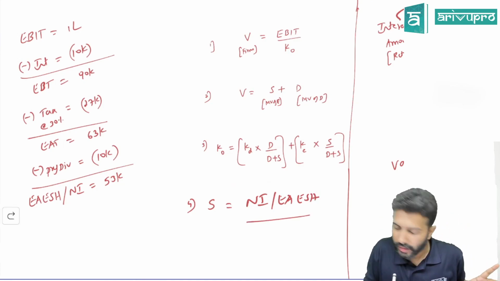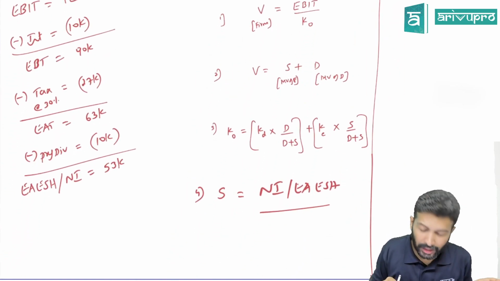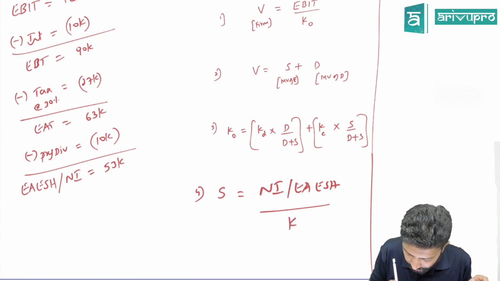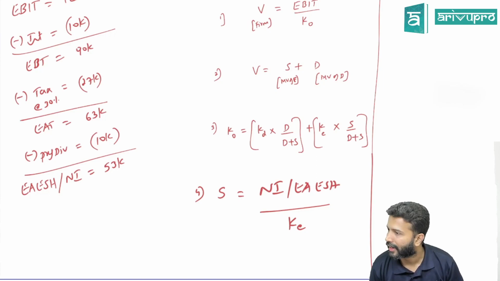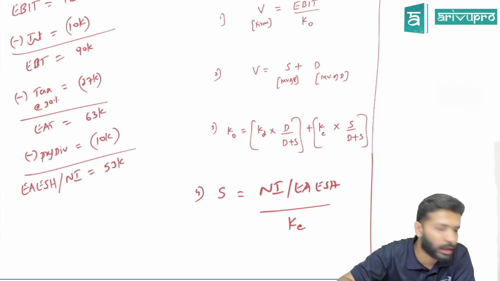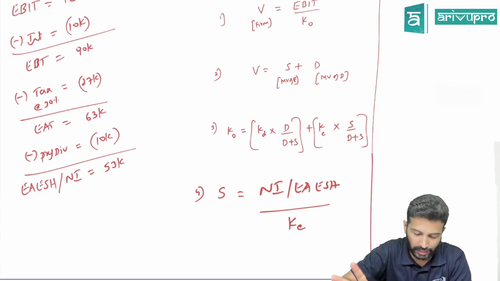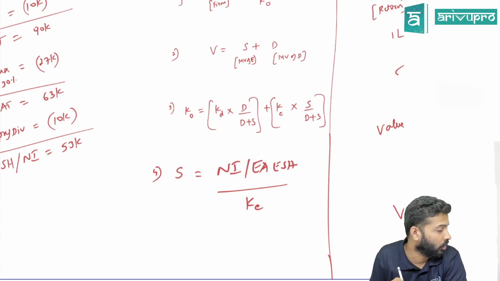Okay, now denominator, is it KO? No. We are trying to find value of equity. So here, instead of KO, you'll write cost of equity, Ke. Substitute to find out the market value of equity. Market value of debt will be given to you in the problem. So this is another way to find out the market value of equity.